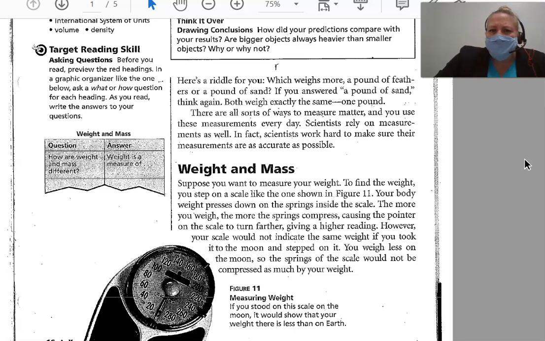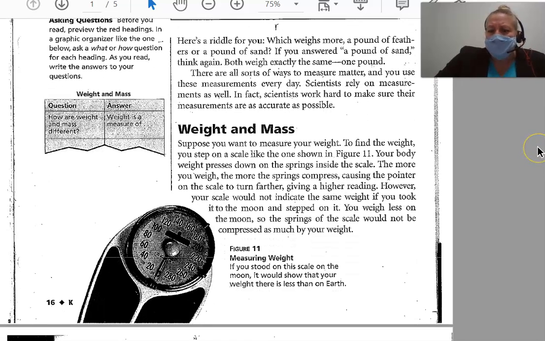There are all sorts of ways to measure matter, and you use these measurements every day. Scientists rely on measurements as well. In fact, scientists work hard to make sure their measurements are as accurate as possible. So I've already talked about weight and mass, so this should be a review for you.